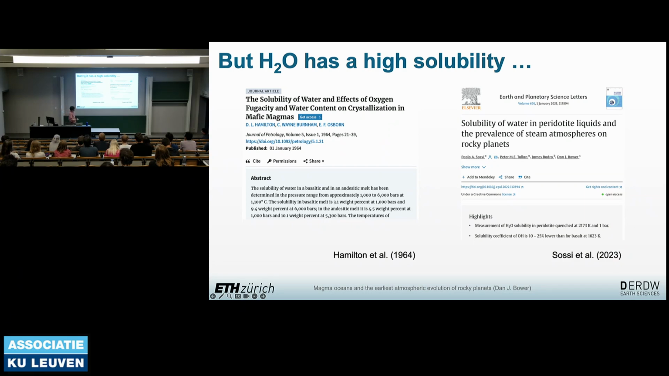Now in the lab, we're also looking at the solubility of water in more primitive compositions. As I mentioned before, when people thought about this problem, they were thinking about relatively evolved Earth compositions. Whereas for early planet formation, we need to think about the earliest types of compositions of planetary mantles. That's what we've been doing with so-called peridotitic liquids. Basically, we're finding the same thing: if you have a lot of water in the system, it will want to go into the magma.